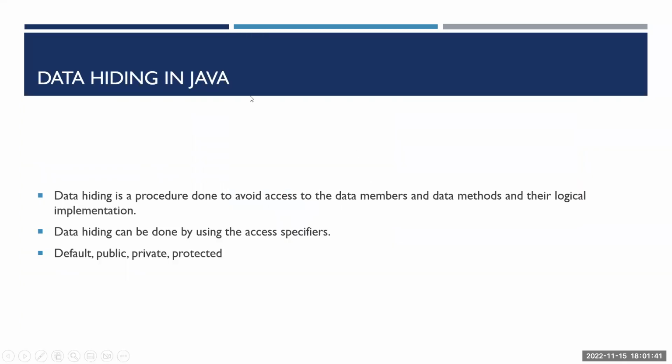Next comes data hiding. All these concepts are inbuilt concepts within your Java OOPS. That's why we just covered OOPS concepts, so that all the concepts will be covered when we are explaining them. Data hiding is a procedure done to avoid access to the data members, data methods, and the logical implementation. It can be done by using the access specifiers. We have default, public, private, and protected.